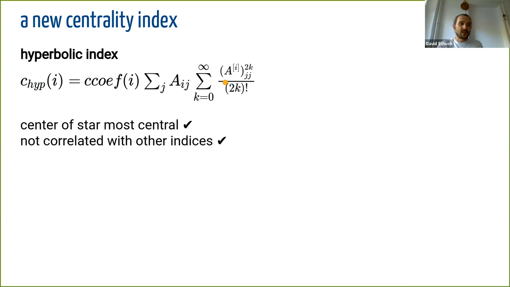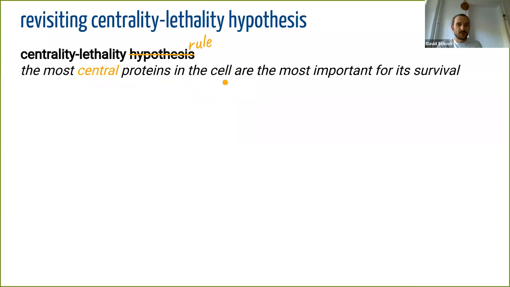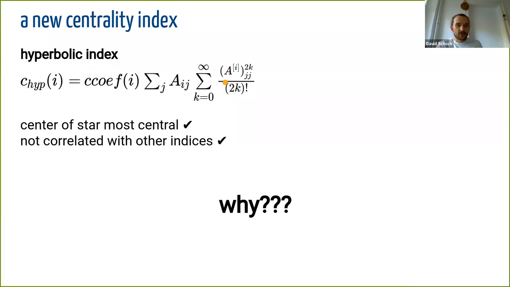Okay, and then we throw it at the star network, perfect. The center is the most central. It also does not correlate with other indices that well. So we have fulfilled these two properties. But the big question is why on earth, what are we actually measuring in the network when we apply this weird index on a network? So the connection between the technical details and what the measure is supposed to measure is completely unclear.